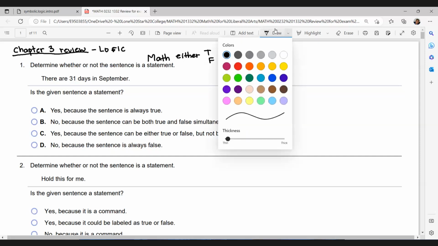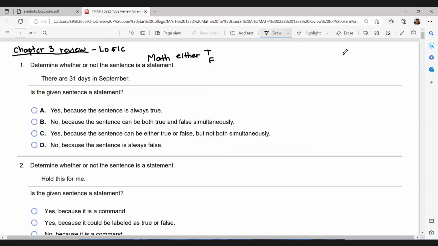Let me see if I can make this better here. Slightly better, but I don't think I'm doing a good job. Let me see if I can do this like this. Well, I think we'll just have to leave it with this.